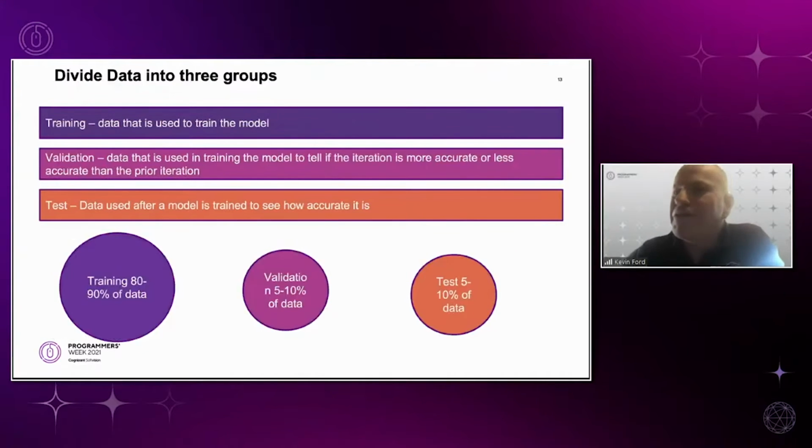So the data generally is divided into 3 groups. We'll talk about how this is used. And the first group is the training data. And this is the data that you're going to actually use to create the model as it goes through its initial process.